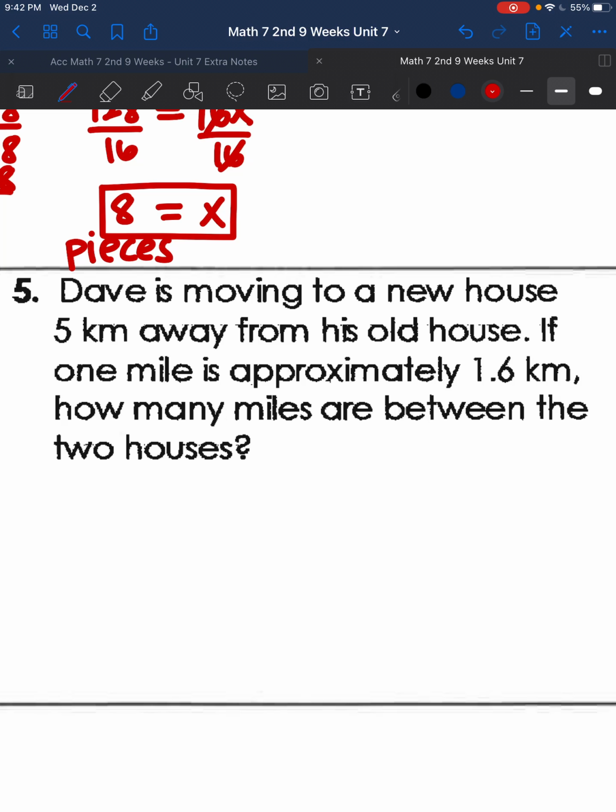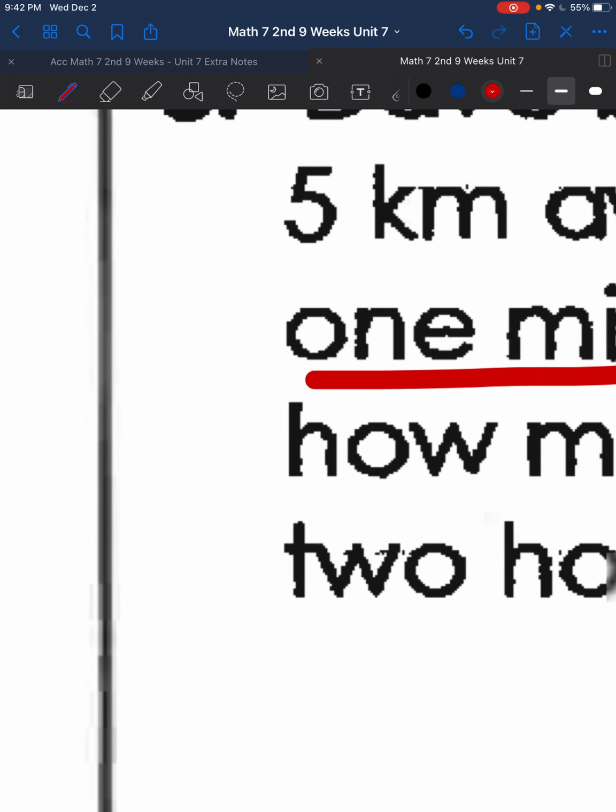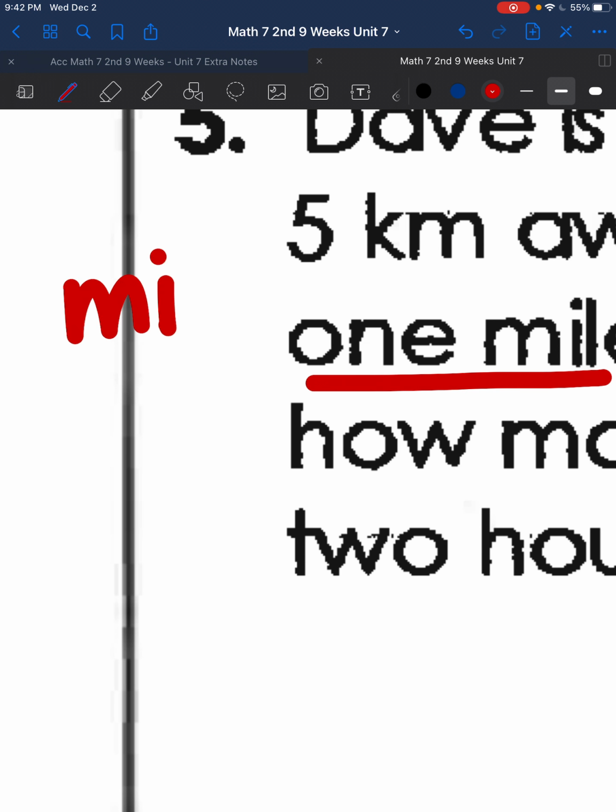Okay, number 5. Dave is moving to a new house 5 kilometers away from his old house. If 1 mile is approximately 1.6 kilometers, how many miles are between the two houses? Okay, so this time we're comparing miles to kilometers. And it tells us that 1 mile is approximately 1.6 kilometers.